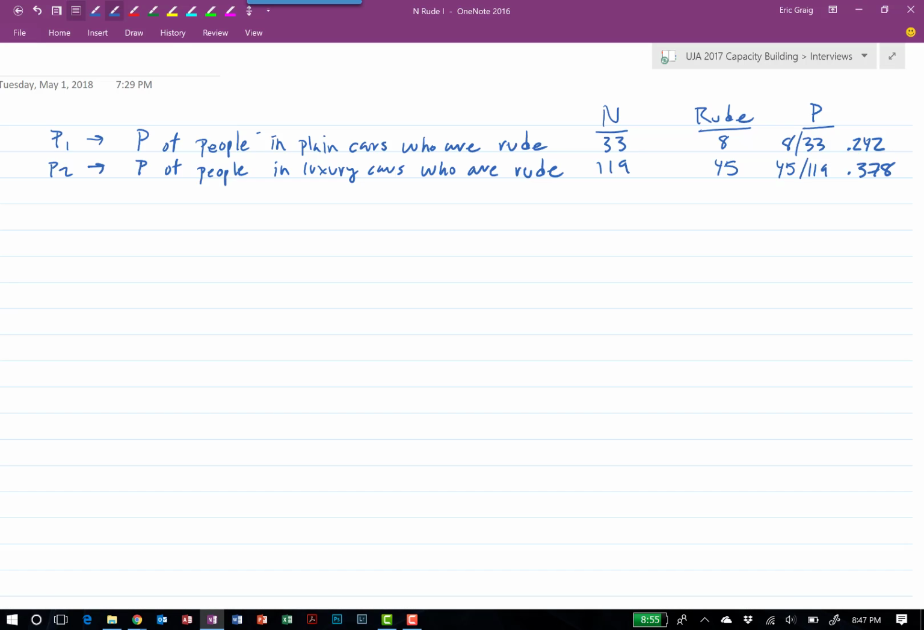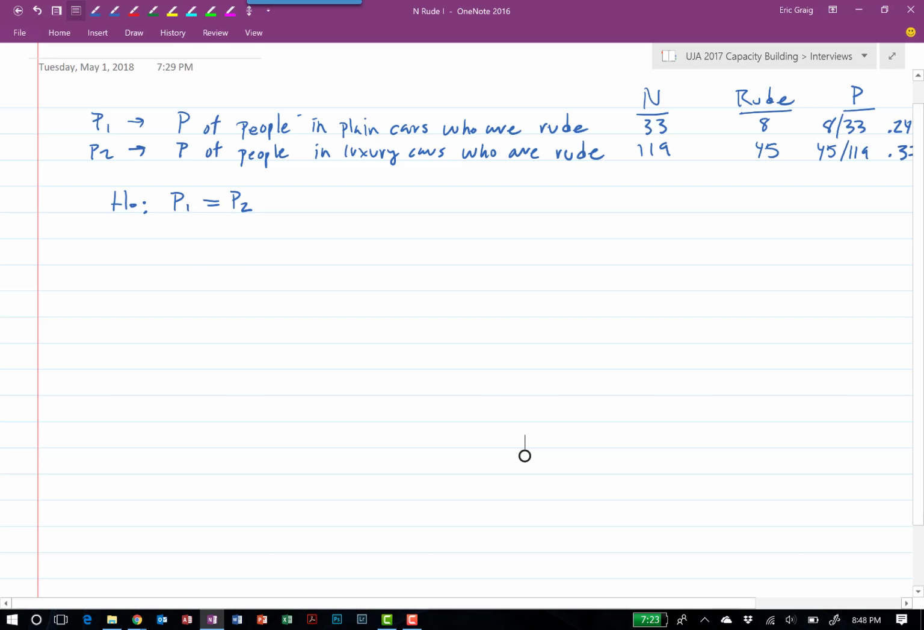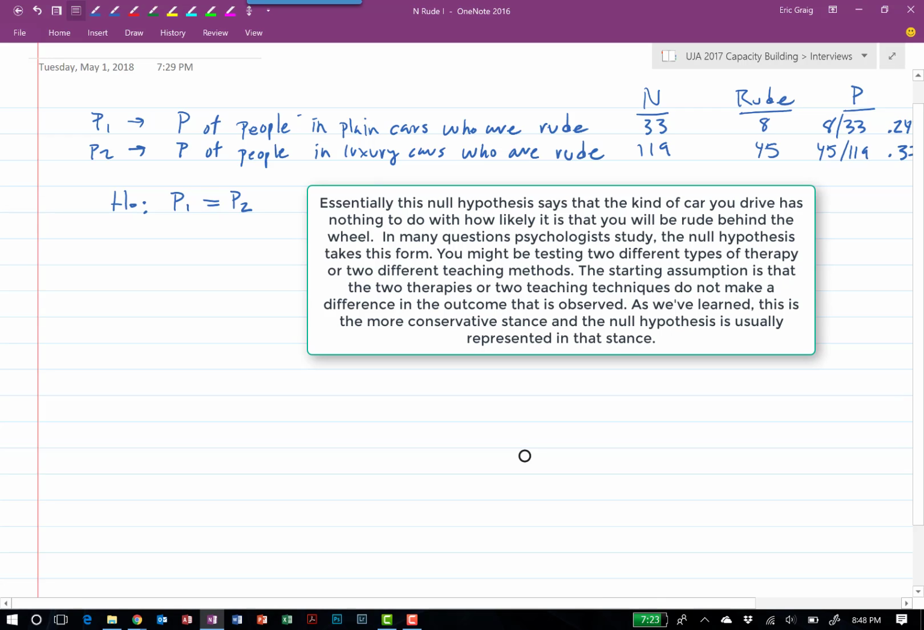Now let's lay out our hypotheses. We're going to start off with this null hypothesis over here, that in fact the kind of car that you drive has nothing to do with how rude you are. That's the null hypothesis. The kind of car that you drive has nothing to do with how rude you are. The alternative hypothesis, H1, is that the proportion of people who drive plain cars and who are rude is smaller than the proportion of people who drive luxury cars who are rude.